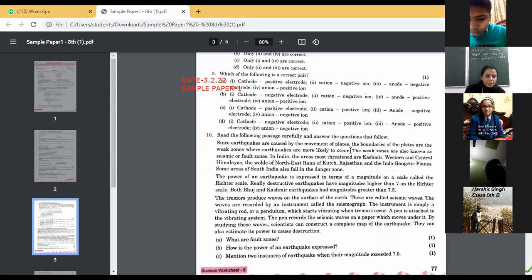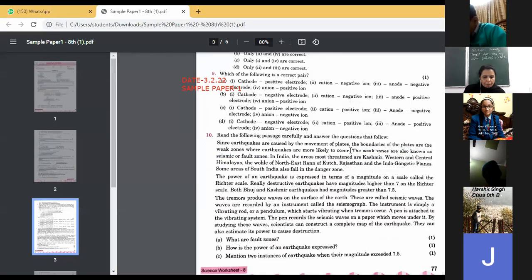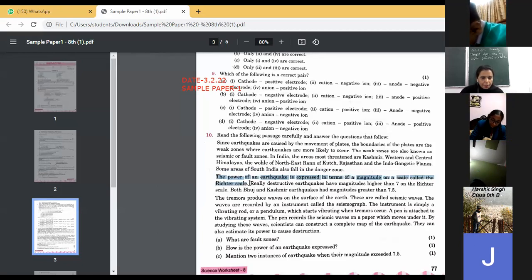B part. How is the power of an earthquake measured? The power of an earthquake is expressed in terms of a magnitude on a scale called the Richter scale. Okay, so this is the Richter scale by which the power of an earthquake is measured. Number 3, mention two instances of earthquakes where their magnitude exceeded 7.5 on the Richter scale. Bhuj and Kashmir. Kashmir earthquakes had magnitudes greater than 7.5. Okay, so we have both places, Bhuj and Kashmir earthquakes had magnitude greater than 7.5. So children, you can mark the answer.